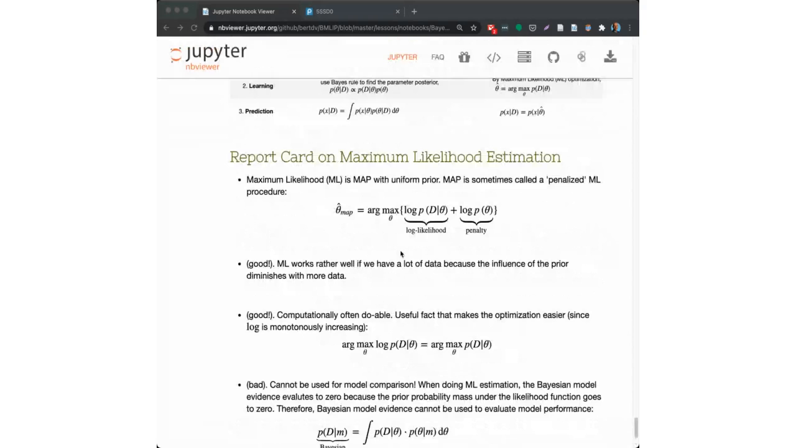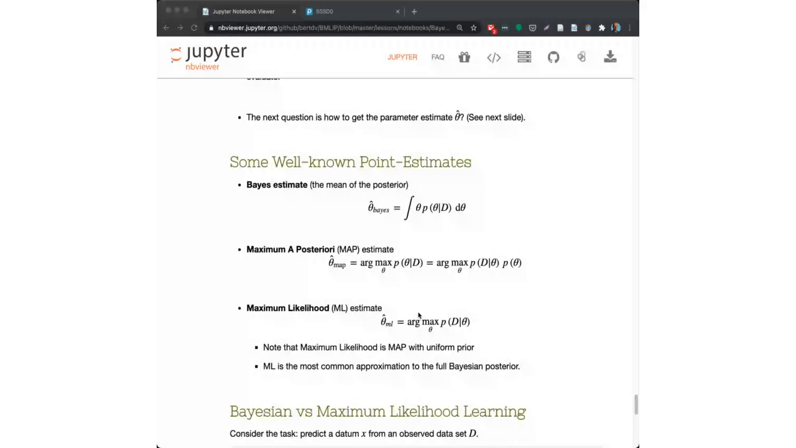So that's a bit of a problem with maximum likelihood estimation. You get an answer, and if you have a lot of data, it's probably a good answer, but it's very hard to say if it really is a good answer. But then again, it's easier to compute. So there are trade-offs. Is that a bit clear?